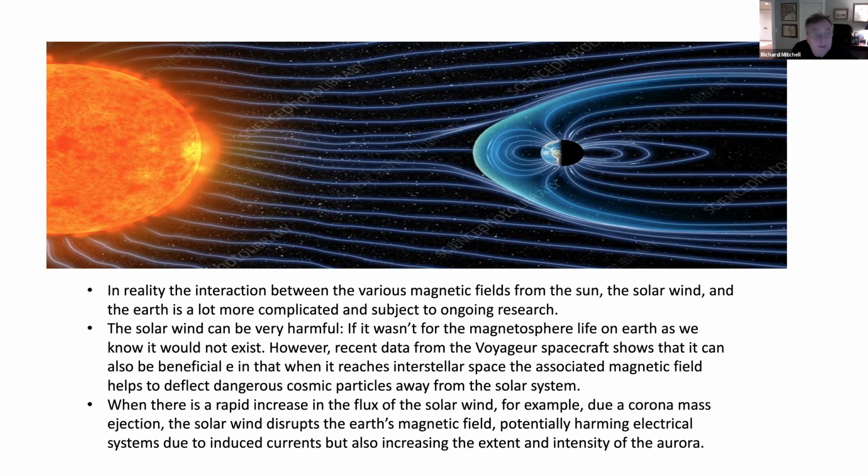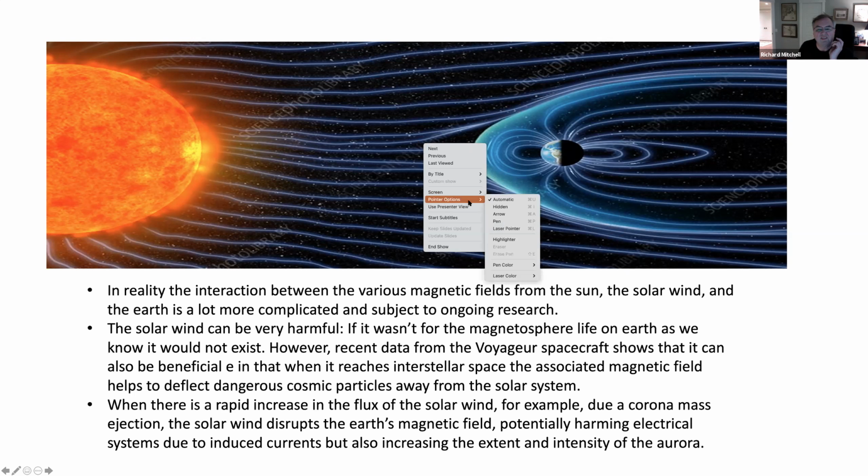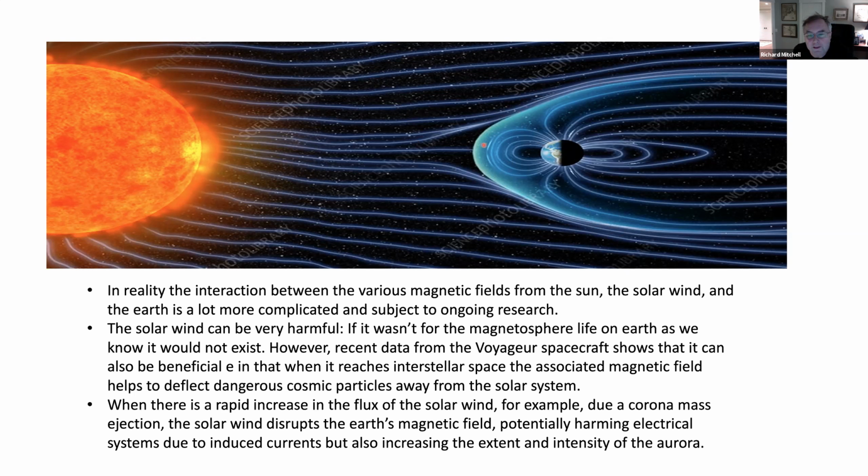And when you get these coronal mass ejections, what happens is a rapid increase in flux, and I can make it, oh no, I'll make it laser, yeah. It distorts the magnetic field, so the field lines get pulled round and then the particles spiral down at lower latitudes than would be the case in a normal equilibrium.